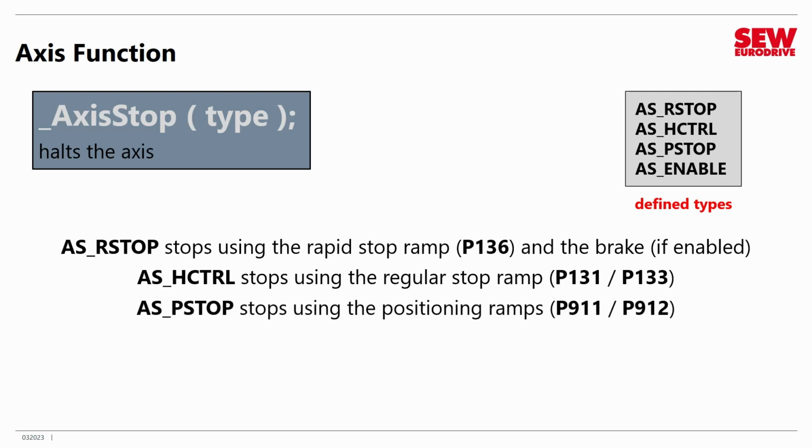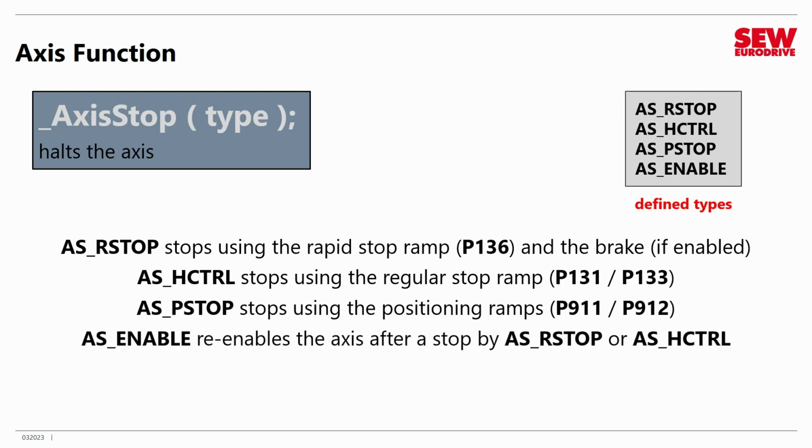There are also two positioning ramps in parameter 911 and 912, and you use the P-stop version if you wish to use those. You can see the only difference here is which ramp the VFD is going to use to stop the axis. And what happens depends what numbers are in those parameters. So this is a little bit flexible. It just depends how you've set it up.